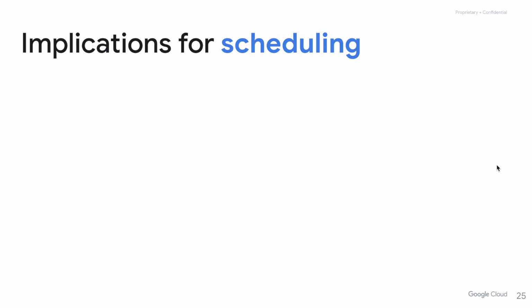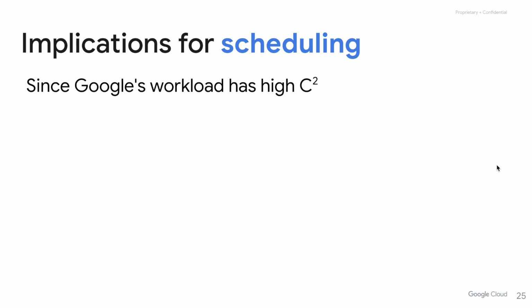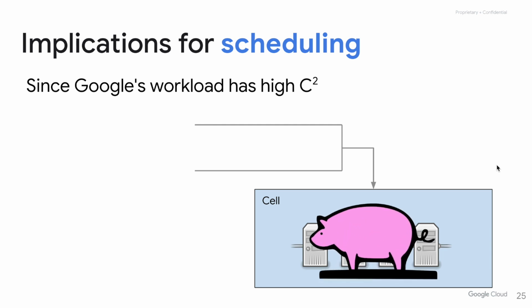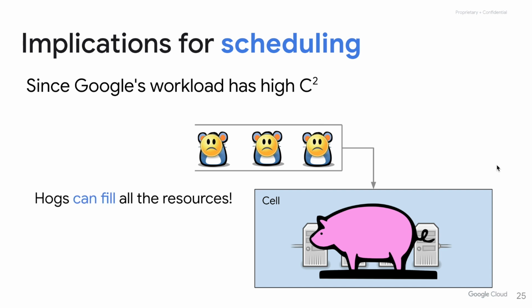We've discovered a set of very interesting observations with regards to Google's workloads. Now, what implications do these observations have for scheduling with Borg? To begin with, since we've observed that Google's workload has a high variability, in other words, its c-squared is really high, what can actually happen is you have a cell and a hog consumes most of the resources in that cell, leaving very little of those resources for the mice. So Borg needs to find a way to prevent hogs from consuming all the resources so that the mice are satisfied.